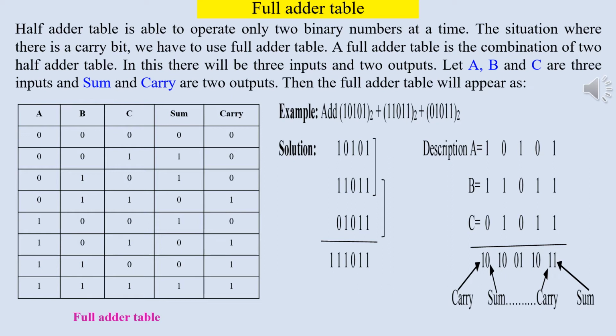Here, to describe the same, I have taken three binary numbers as 10101, 1101, and 01011. Then as per the table drawn, start adding from the least significant bit, that is A equal to 1, B equal to 1 and C equal to 1. The result is sum as 1 and carry also as 1.